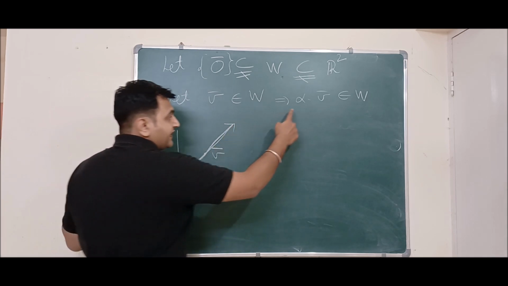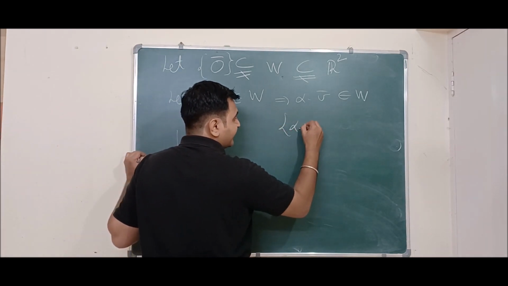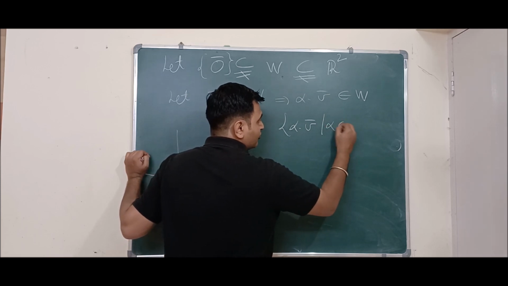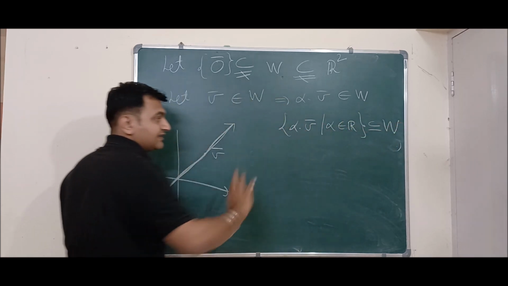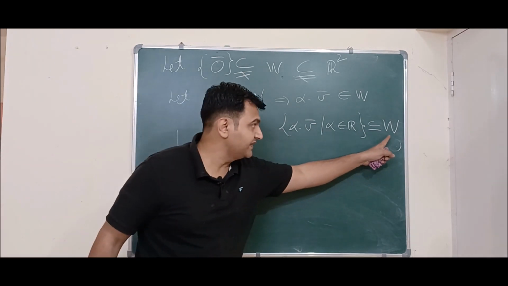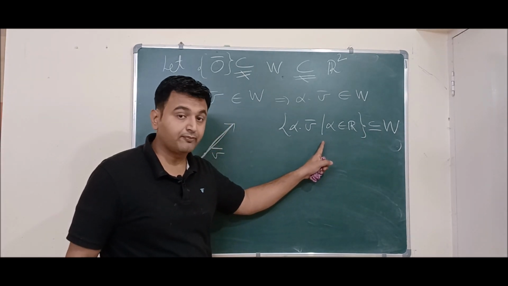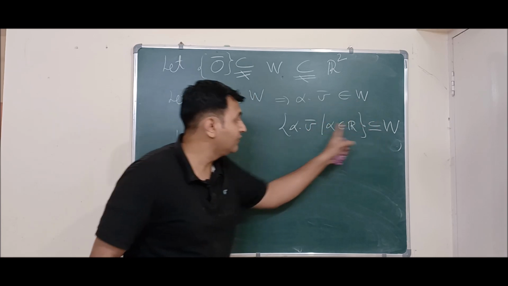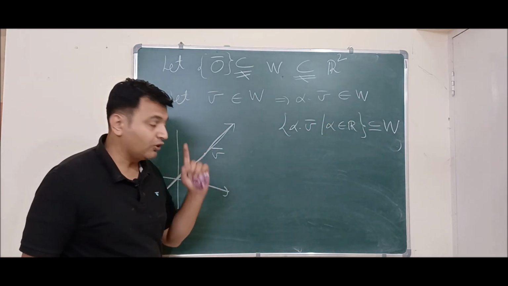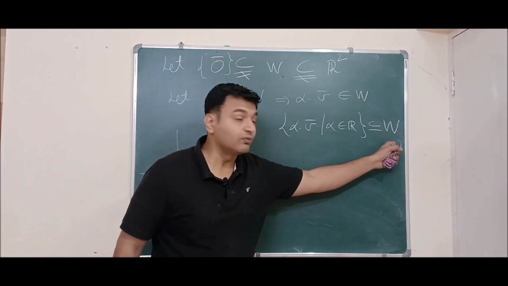So if I take the collection of all alpha times v bar, where alpha belongs to R, this is a subspace, and this is a subset of W. So this is a subspace and this is also a subspace. Just now we proved any multiple of a vector is a subspace. So W contains all the multiples of v bar. What we are going to show is that these two are equal.